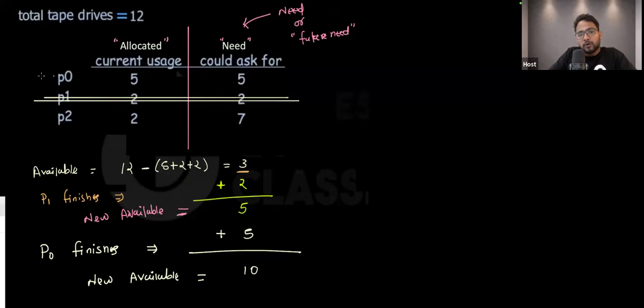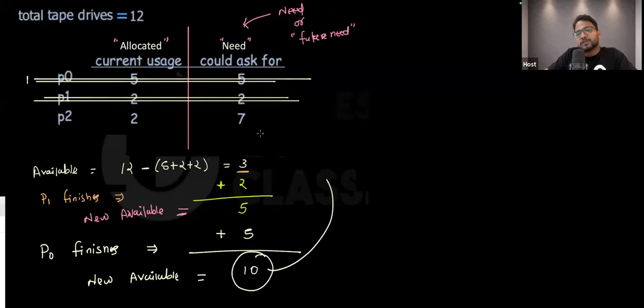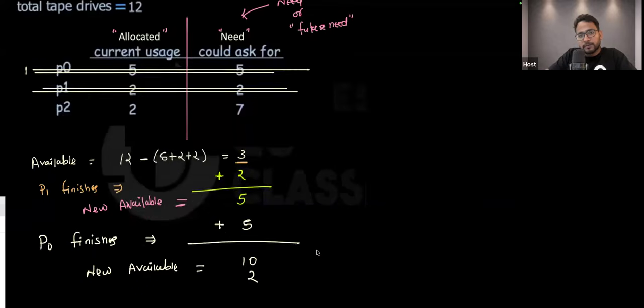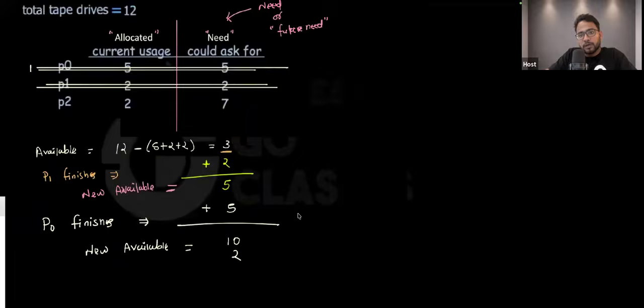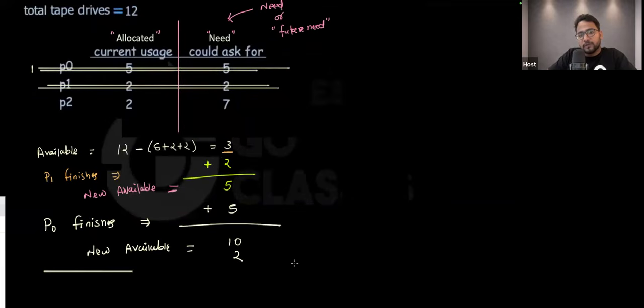Now, obviously the P note got finished, right? Out of this 10, can you satisfy P2 demand? Yes, you can satisfy P2 demand, which is 7. So now the new available will be 12, right? Obviously this is basically reclaiming. The 12 was the total one. So we have got 12 answer. Okay. So this is basically, you can say, after P2 finishes.